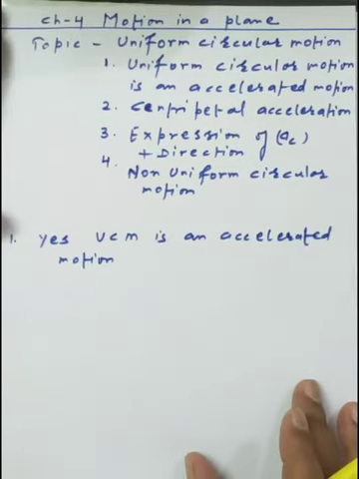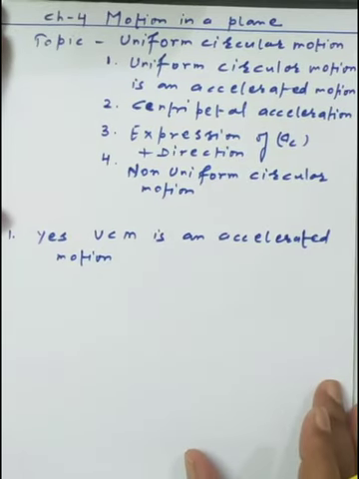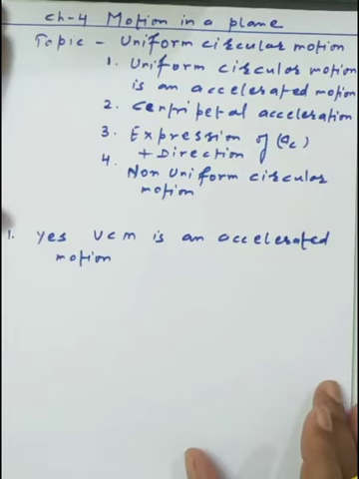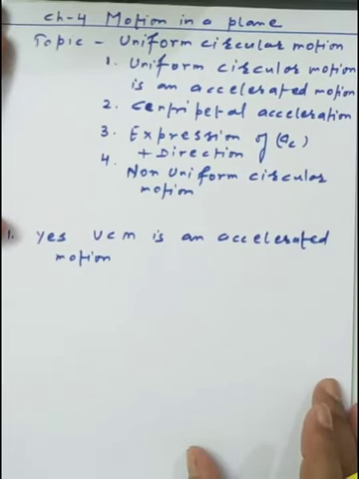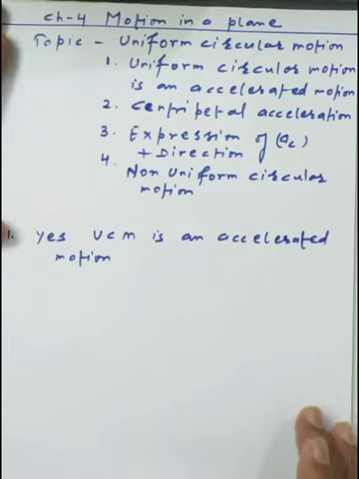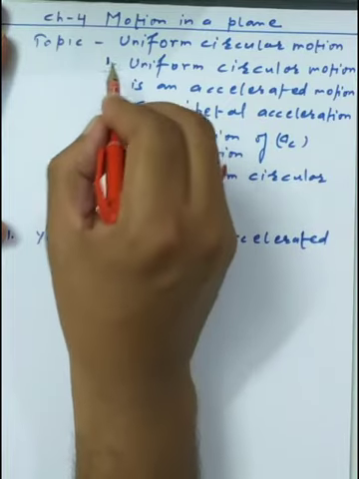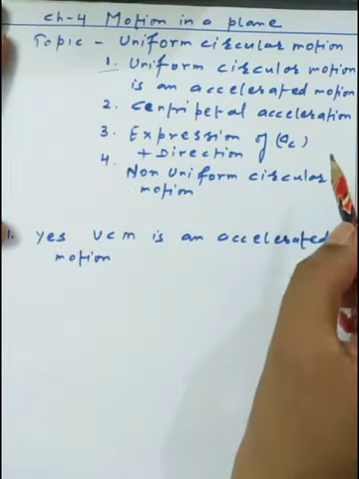Now, dear students, chapter number 4, motion in a plane, and we have the second lecture regarding uniform circular motion. So, uniform circular motion is an accelerated motion. This is the first point of the discussion we have in this lecture. Okay. Now, second one, centripetal acceleration.